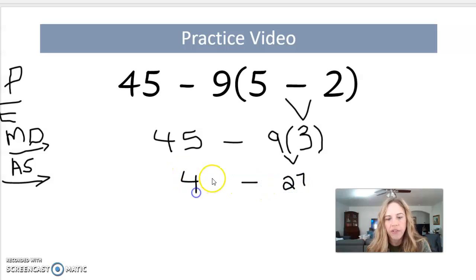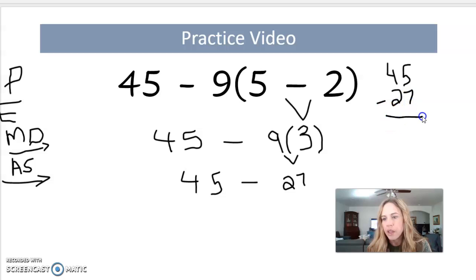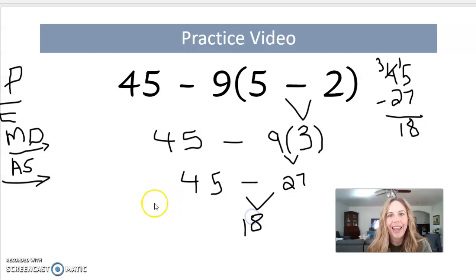Bringing down the 45 minus. Now we have 45 minus 27. And I'm going to solve that over here. I can't subtract 5 minus 7, so I have to regroup. So when we solve this expression, we get the number 18.